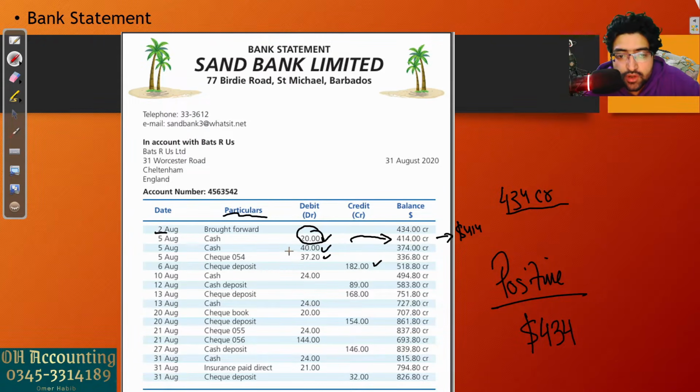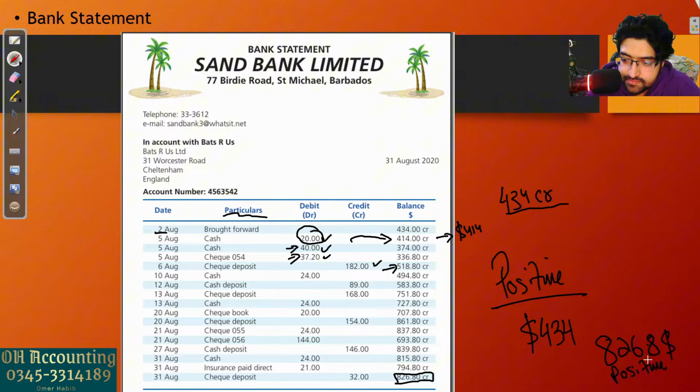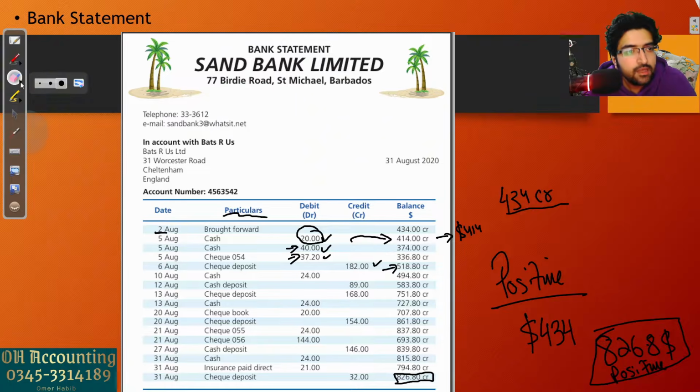Then we also withdraw some more cash, a check, right? And then we have deposited some money as well, which is increasing our balance again, and so on. At the end of the month, we are left over with $826.8 in our bank account. And it's a credit balance. It means it's a positive balance for us. So we have $826.8 in our bank account according to the bank statement. This is how you read a bank statement, right? Moving on.